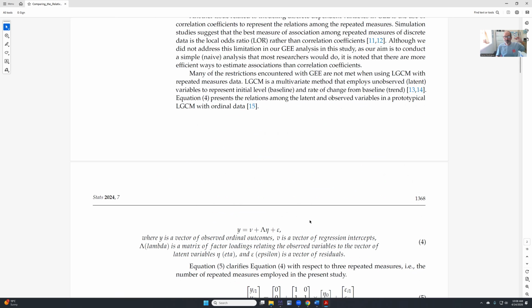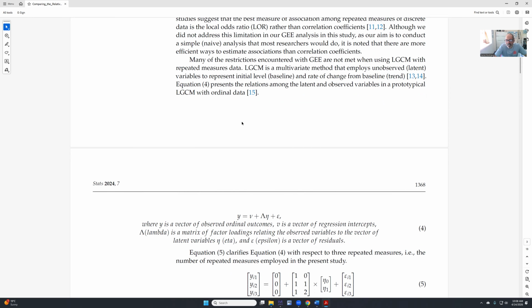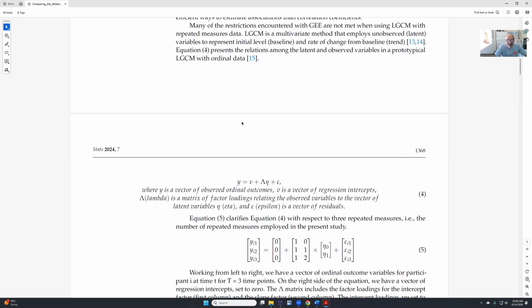Many of the restrictions encountered with generalized estimating equations are not met using LGCM with repeated measures data. LGCM is a multivariate method. So this is basically repeating some of the stuff, with a little bit different terminology from when I wrote it. LGCM is a multivariate method that employs unobserved latent variables, we already know that, to represent baseline and rate of change from baseline, right? Equation 4 presents the relation among the latent and observed variables in a prototypical LGCM with ordinal data. So here it is right here, equation 4.